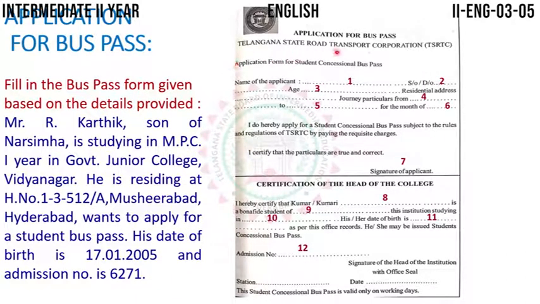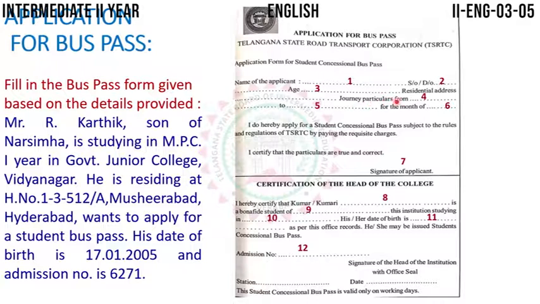This is the Telangana State Road Transport Corporation, TSRTC, application form for student concessional bus pass. So the first one is the name of the applicant. One will be what? R. Karthik, right? Next, son or daughter of. So son of whom? Narsimha. Next, age. 2005 born, so it might be mostly 16 years. So you can mention the age here. And the residential address.